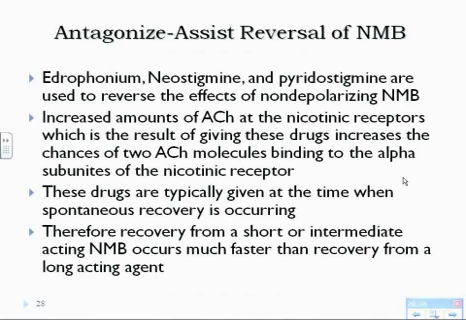It basically increases the amount of acetylcholine at the nicotinic receptors, which increases the chances of the two acetylcholine molecules binding to the alpha subunits of the nicotinic receptor and competitively binding and pushing off those agents. These drugs are typically given at a time when spontaneous recovery is occurring, and therefore recovery from short or intermediate acting neuromuscular blockers occurs much faster than recovery from long-acting agents. One of the things that we've learned over the last few years is that even with appropriate use of neuromuscular blockers, the long-acting agents have a much higher risk of complications.